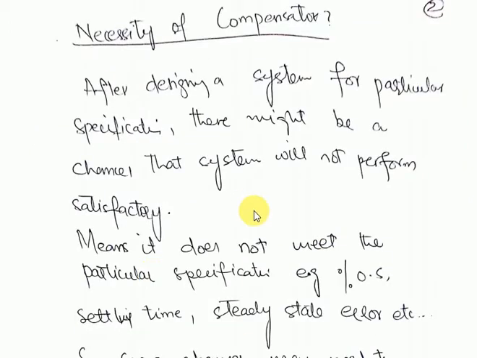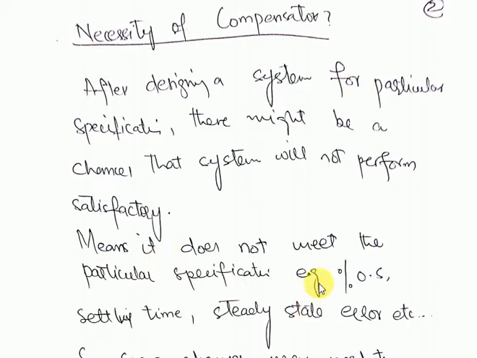Okay, why do we need compensators when we have controllers, or why do we use these compensators in control systems? When we design a system, we have some requirements or specifications, and according to them we design that system. But there might be a chance that the system will not perform satisfactorily. Means I design the system according to the given requirements, but after designing, the system does not give the exact output, or the satisfactory output, meaning it does not meet the particular specification.